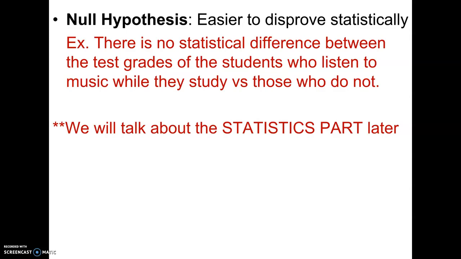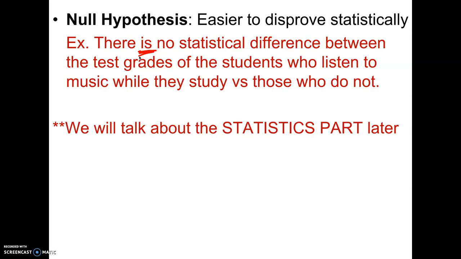Actually, if you write a null hypothesis, the goal of your experiment is that your hypothesis is incorrect, that it's wrong. A null hypothesis is called a no difference hypothesis. It basically says there will be no statistical difference in the grades of the students who listen to music compared to the students who don't listen to music. You could either say it in present tense, there is no difference, or I like to sometimes put it in future tense, since it's a hypothesis, there will be no statistical difference.